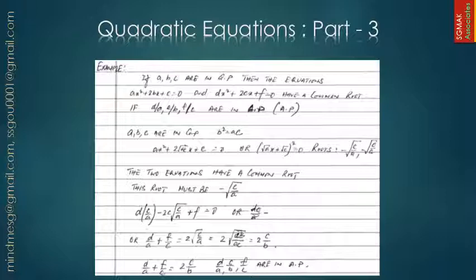So when three terms are in AP, twice the middle term is the summation of the first and third terms. So in this case, we can show that d over a, e over b, and f over c are in arithmetic progression.